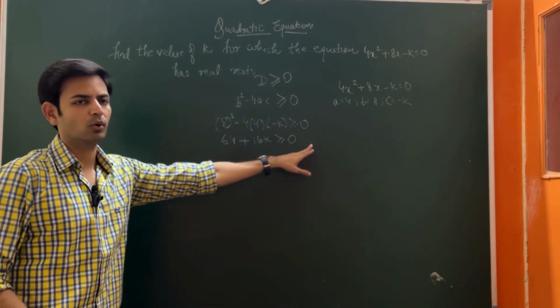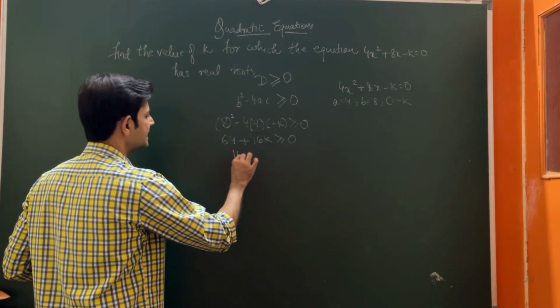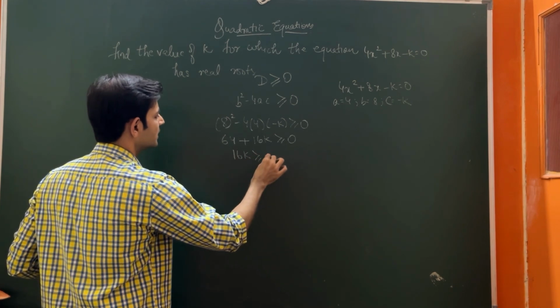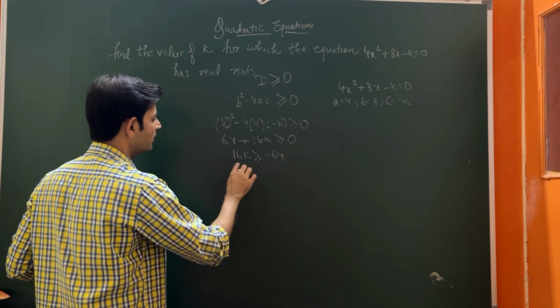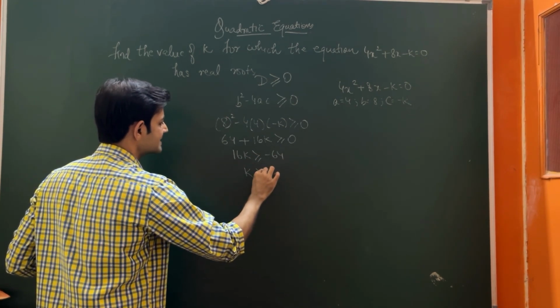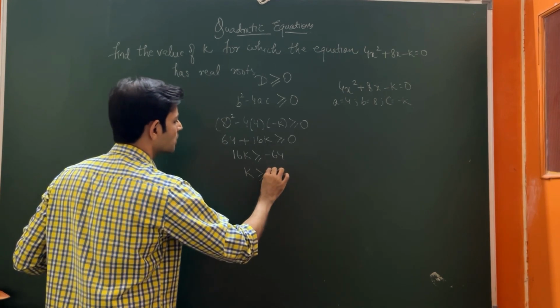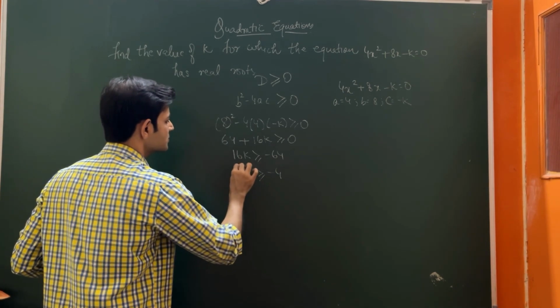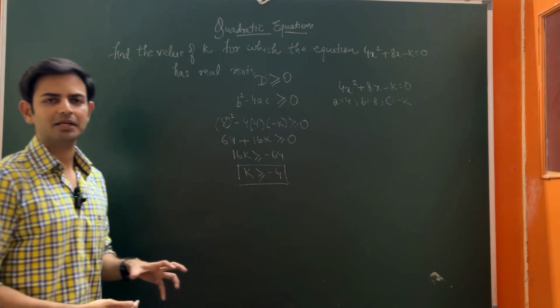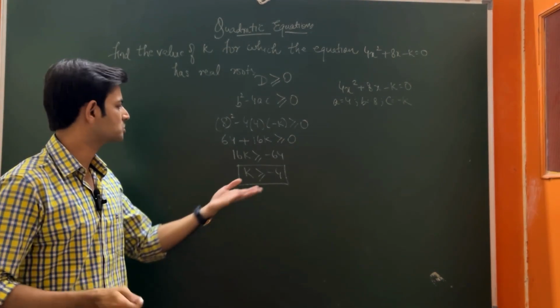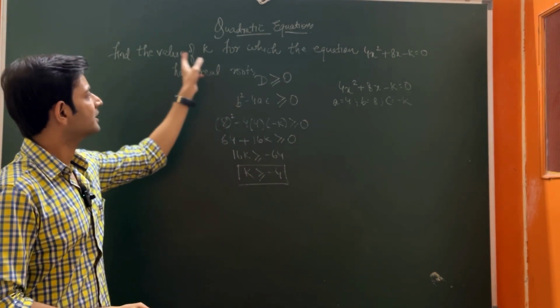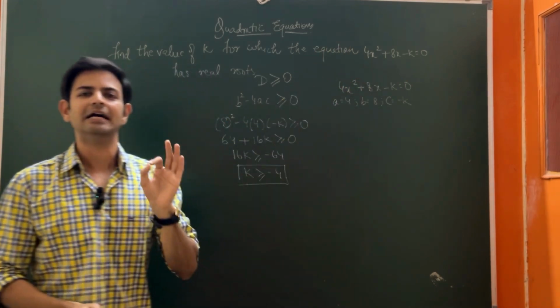This 64 will go on the other side. So 16k is more than or equal to minus 64. Therefore, k is more than or equal to minus 4. So k can have any value which is more than or equal to minus 4 for this equation to have real roots.